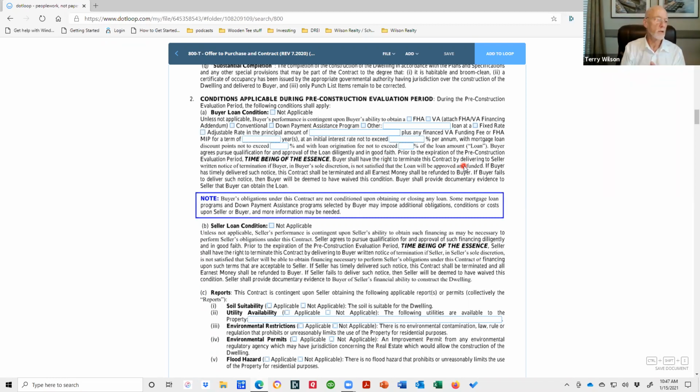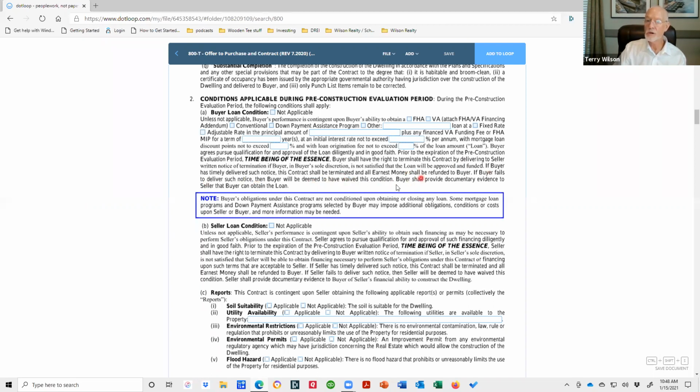I read my horoscope this morning and I'm not feeling it. I just, in my sole discretion, I don't think this loan's going to happen. All right. Well, Mr. Buyer, you have the right to do that. Then walk away, get your money back. There you go. So it's the buyer's sole discretion. But if the buyer fails to deliver that notice, then the buyer will have been deemed to have waived this condition. They won't be able to use that as an excuse after the evaluation period.